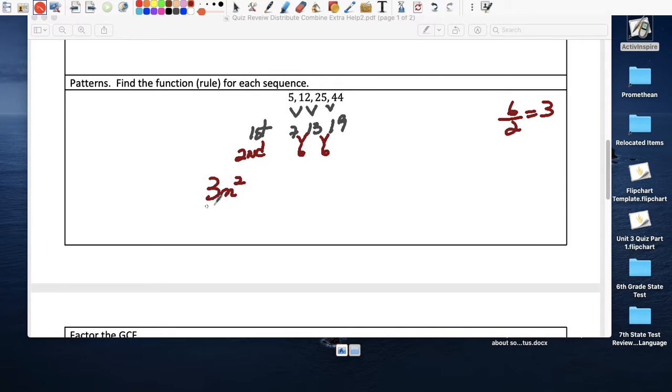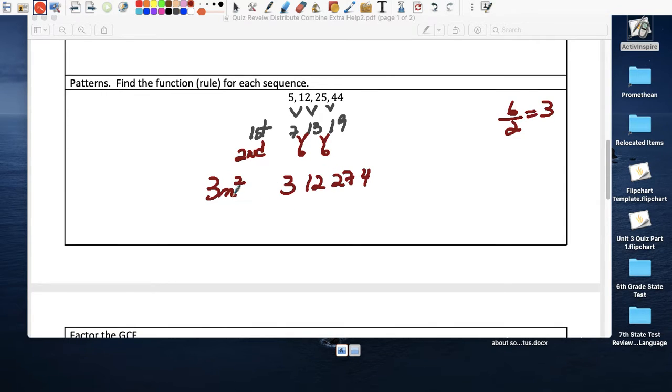So what does this sequence look like? A 3n squared sequence. So we're going to replace n with 1, 2, 3, 4, and see what we get. So 1 to the second power is 1, times 3 is 3. 2 to the second power is 4, times 3 is 12. 3 to the second power is 9, times 3 is 27. And 4 to the second power is 16, times 3 is 48.